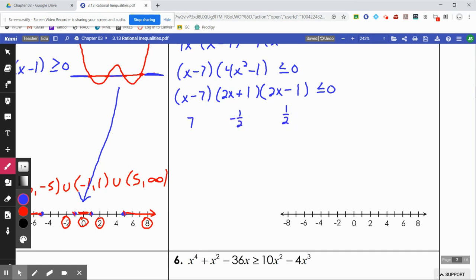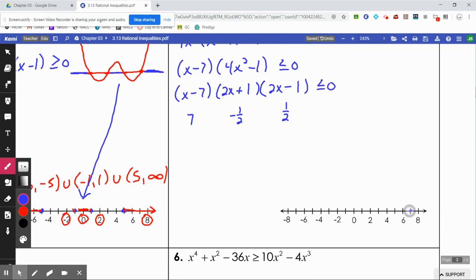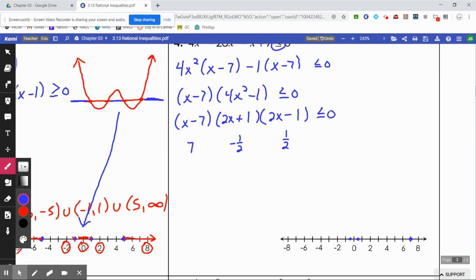Plot those on your number line here. Since it is less than or equal to, we are going to do a solid circle here. -1/2 and +1/2 would be here and here. So therefore, we're asked to find out which regions, where is our graph below the x-axis or below 0. So again, we're going to test different values from each region. We'll try out -2 here, 0 here, and +2 here, and 8 here. Let's plug those in and see what happens.